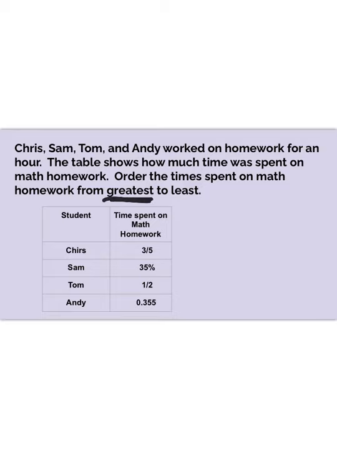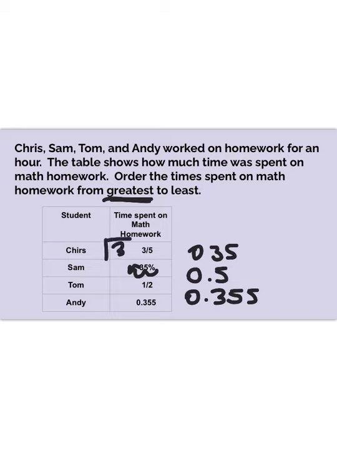So we're going to look at the table, and if you notice, they're all in different representations. So I want to turn them into decimals to be able to compare them. Andy's already in decimal form, so I'm going to leave Andy's amount alone. 1/2 I know is 5/10. 3/500ths, I can move my decimal. And then 3/5 I can take 3 and divide by 5.